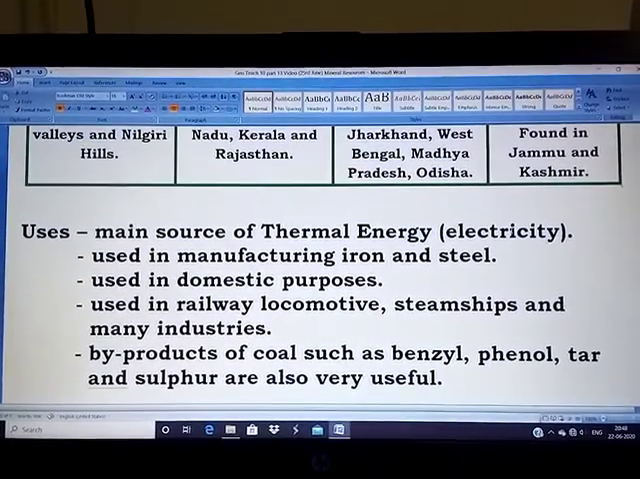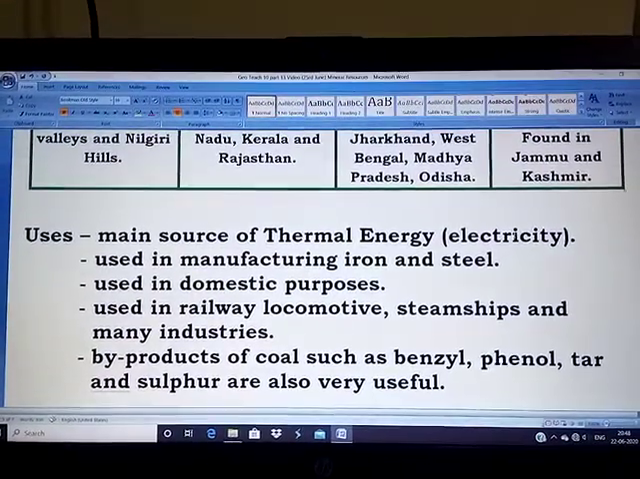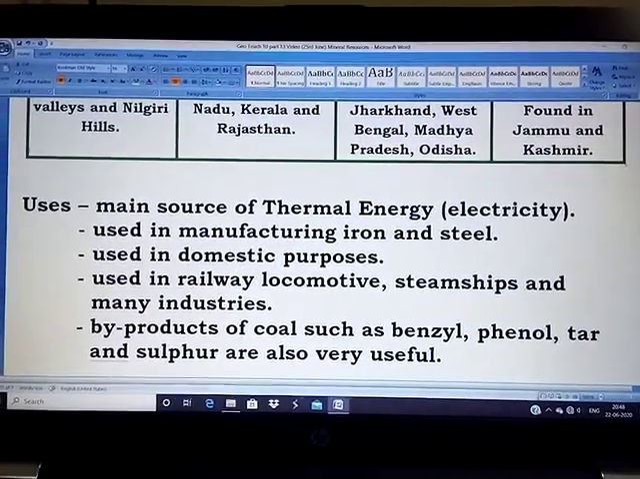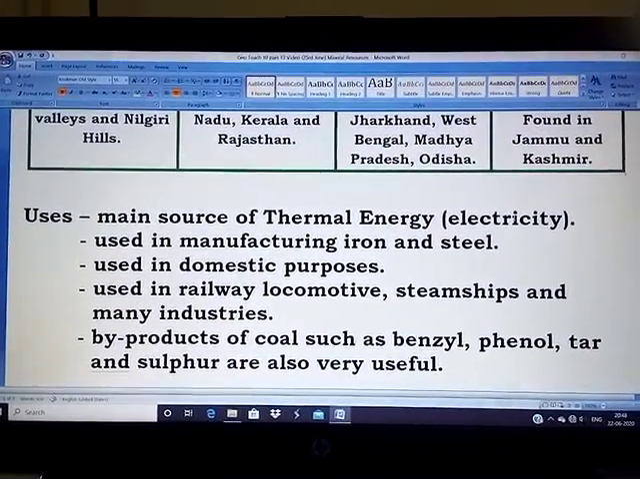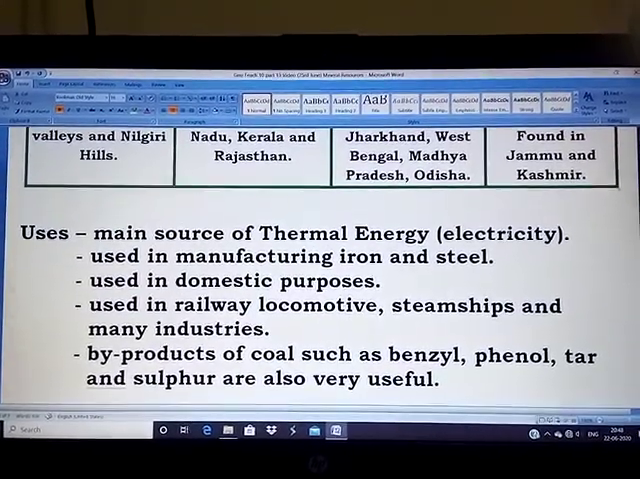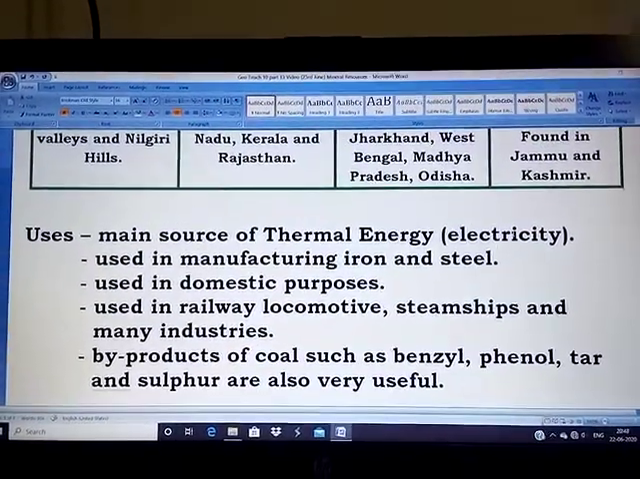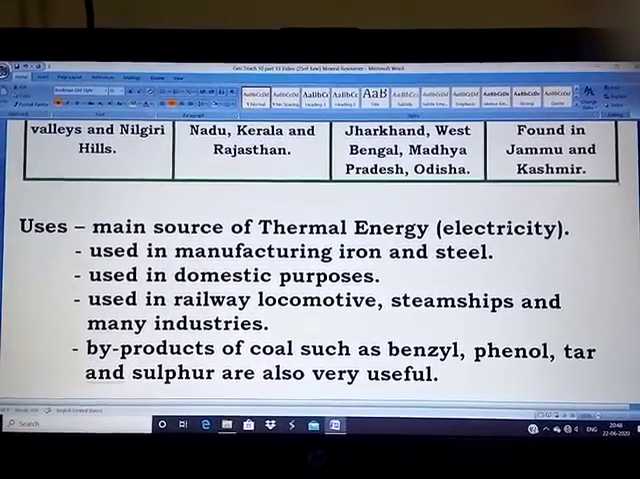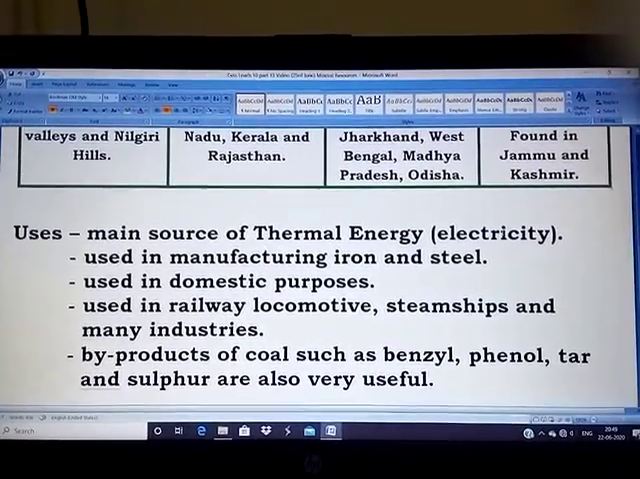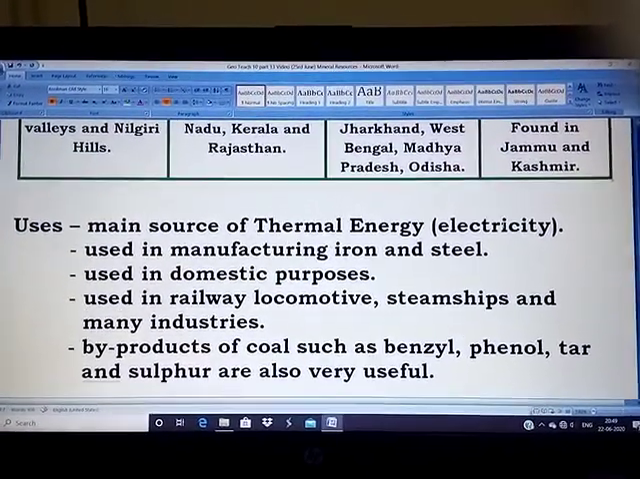Coal has multiple uses, and you can see it is the main source of thermal energy. Right now, we are using electricity. This electricity comes from thermal energy, in which the major raw material is coal. They are burning coal, and through other mechanisms, this heat energy is converted to electricity.